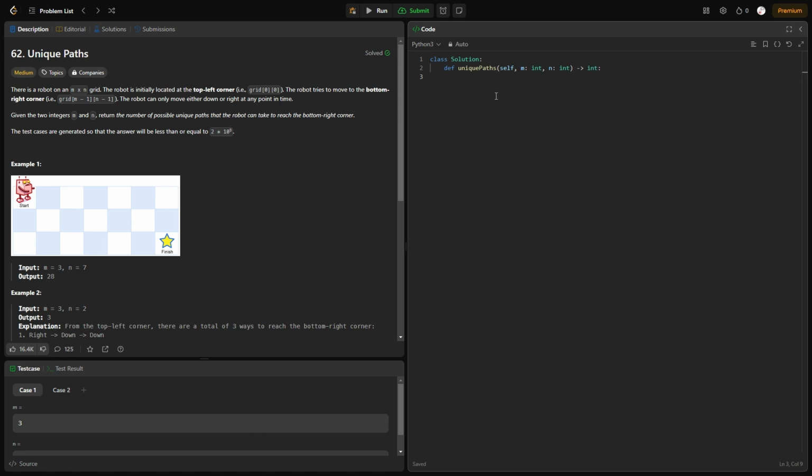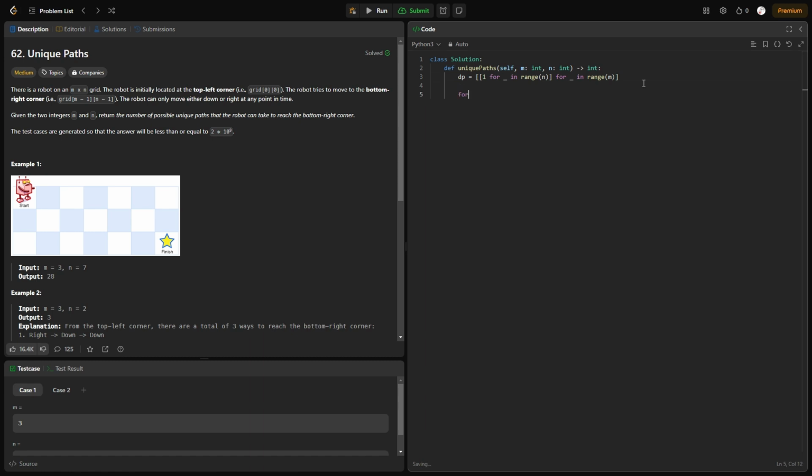So let's create our DP array, or matrix in this case. DP equals a 2D matrix. And for every spot, it's going to have at least one way, so we can initialize DP to 1. So DP equals a 2D matrix initialized to 1 for _ in range n. This is the width of the matrix, and for _ in range m. And this is going to be the height of the matrix.